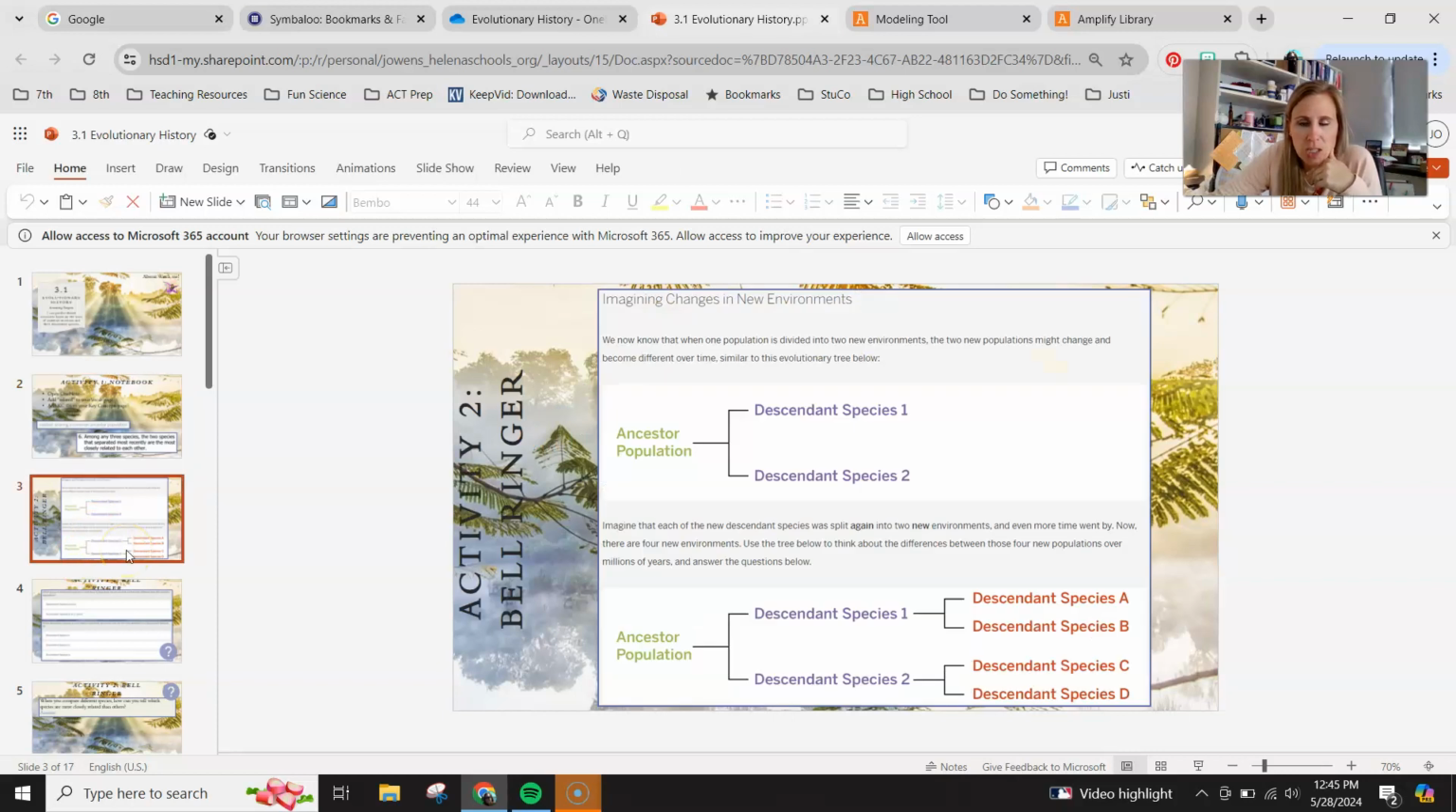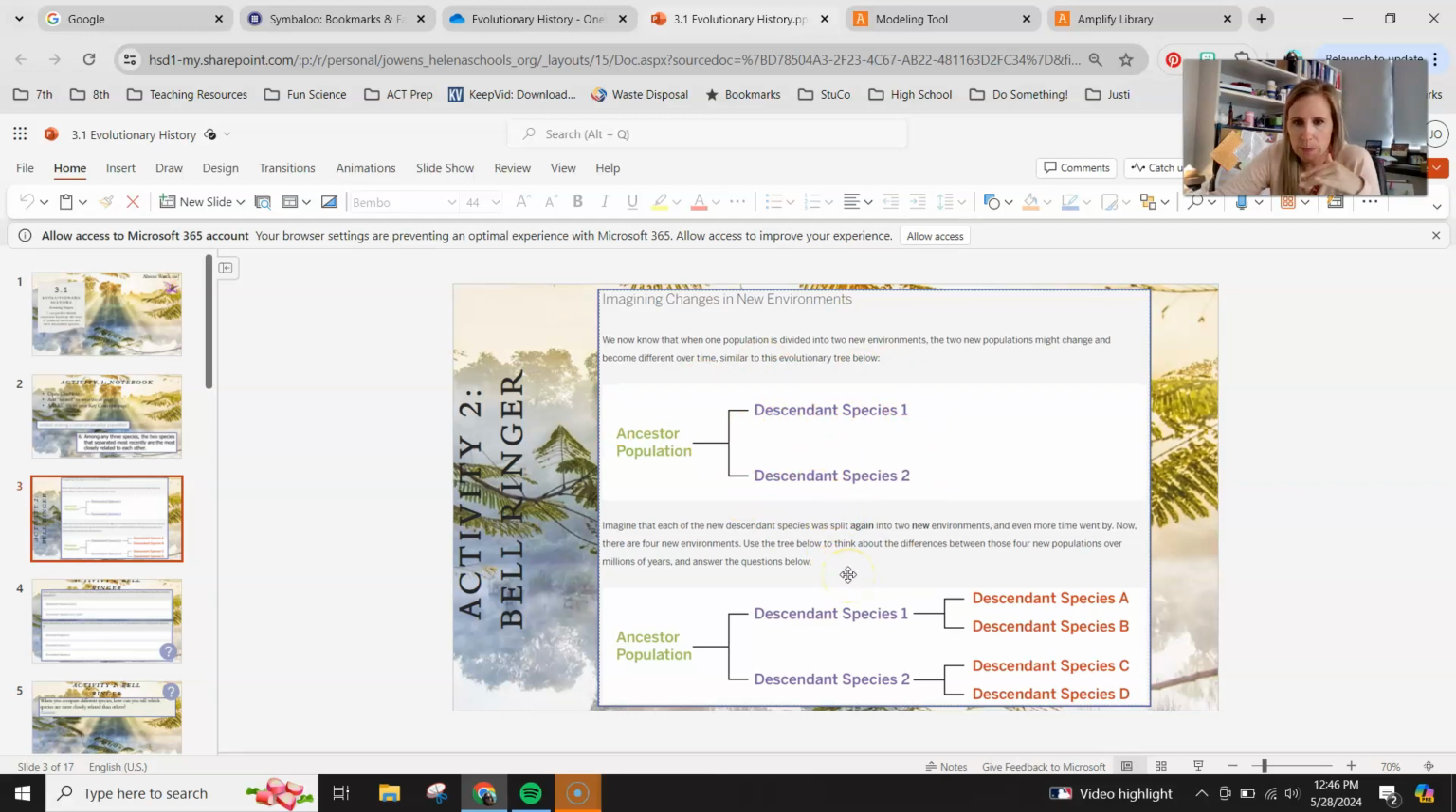Okay, imagining changes in new environments for your bell ringer. We know that when one population is divided into two new environments, the two new populations might change and become different over time, similar to the evolutionary tree below. So here's your ancestor population. This was separated into two environments, and they evolved into descendant species 1 and descendant species 2.